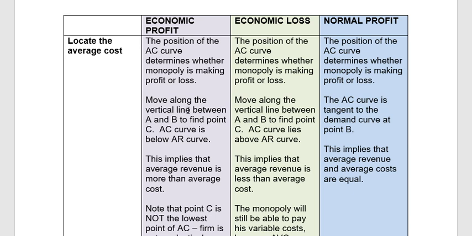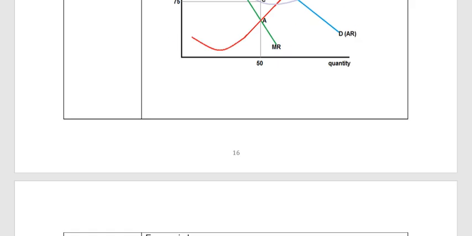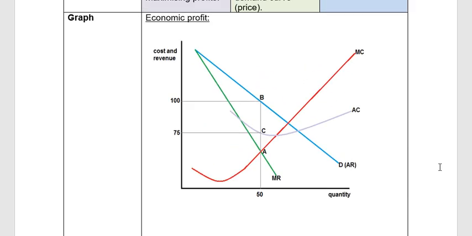Okay, so if we go ahead to the graph again, this is my economic profit graph. So again, my profit was maximized at point A. We indicated that earlier, right? So at point A, I need to see what is my average revenue and what is my average cost.